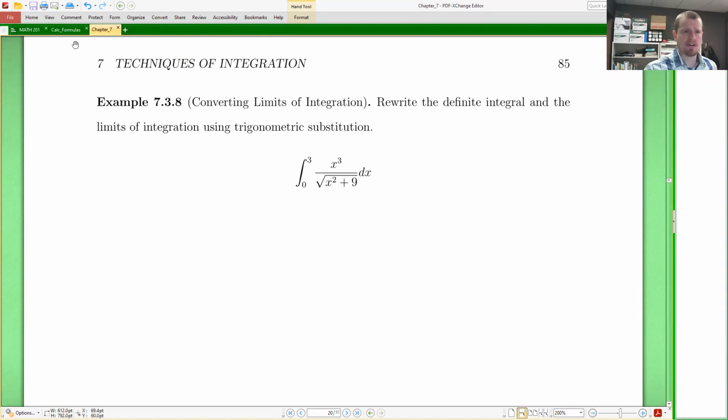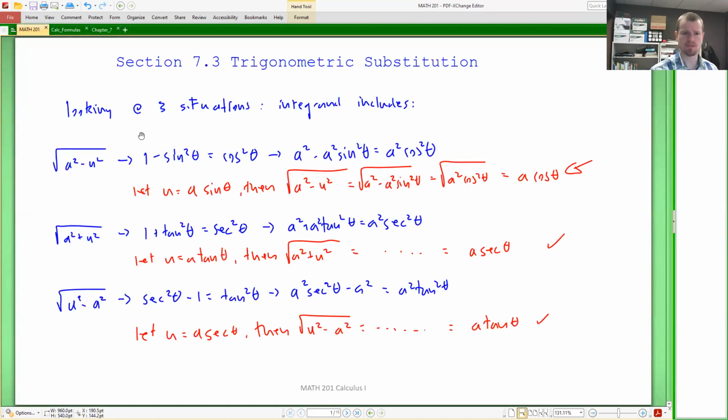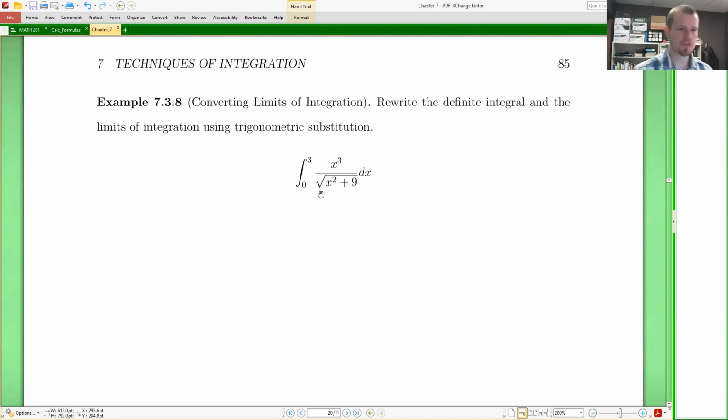All right, so based on our previous conversations, if I go back to these notes and go back several pages, when we have the square root of a squared plus u squared, we want to make the substitution of letting u equal a tangent theta. And that's because of this relationship here, which we manipulated to give us this perfect square. So we can take the square root of a squared plus secant squared theta. That's the goal. So our first thing to do is make our substitution.